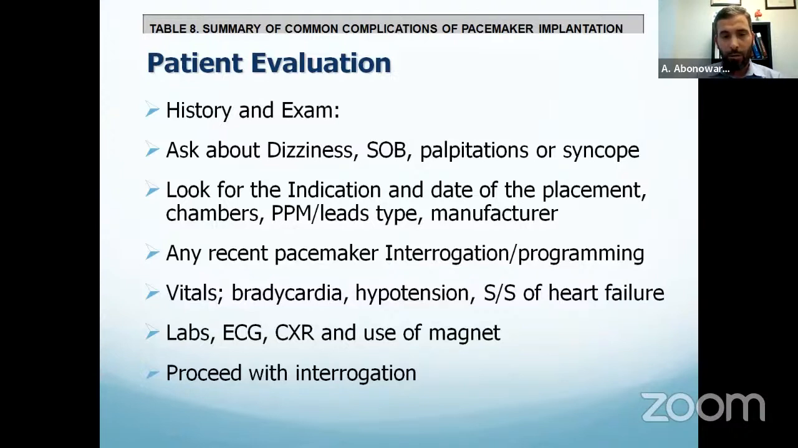If there's a card or information about the pacemaker, we always give a card that has information, a temporary card at the beginning, then the permanent card comes in a few weeks. But the patient should have information about the pacemaker, including the type of leads, the type of device, date of manufacture, date of procedure, and manufacturer company. You have to be aware of that, because if you want to do interrogation, you need that information, especially the company and the manufacturer. And if there's any recent interrogation of the pacemaker, that would be helpful.